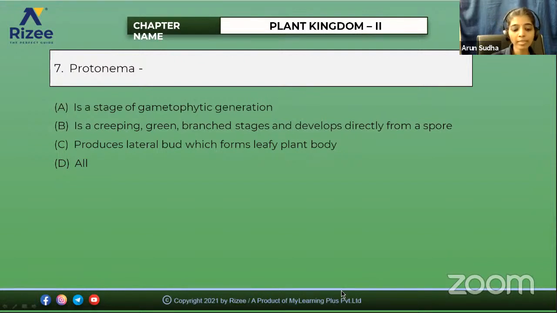So all the features listed are Protonema's features. That is, Protonema is a stage of gametophytic generation, and it is a creeping, green, branched stage and it develops directly from a spore. We saw that in the case of liverworts, the spore directly forms the gametophytic plant body. But in the case of mosses, it forms the intermediate stage, the Protonema. Then it may develop into a bud and this grows into the gametophyte. So it produces lateral buds which form the leafy plant body. So all are correct.